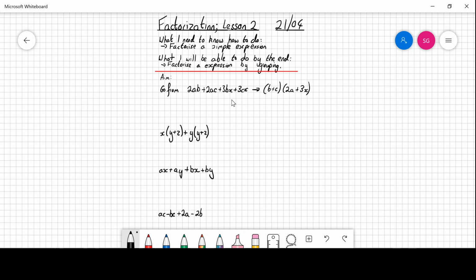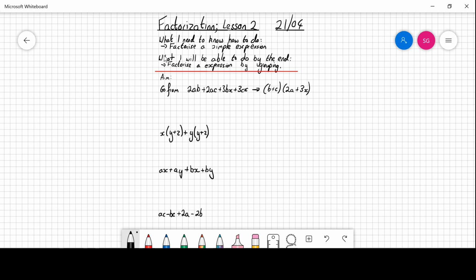So what will we need to know in order to be able to do this particular lesson? This is our second lesson, 21st of April. What we'll need is to know how to factorize a simple expression before we even begin this. I'm making this video with the assumption that you understood lesson 1. If you've given it an attempt and haven't been able to figure it out, you need to contact me early, okay?